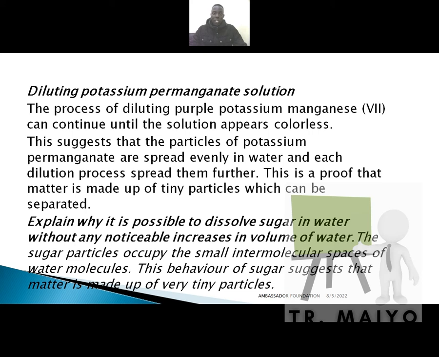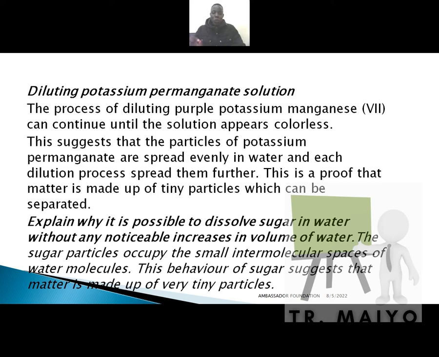You fill tea to the brim of the cup, you add 6 spoons of sugar, but still you realize that the tea has not spilled outside. This is what is there. The sugar dissolves by occupying the spaces within the water molecules. Remember, the molecular spaces, you've heard of this.